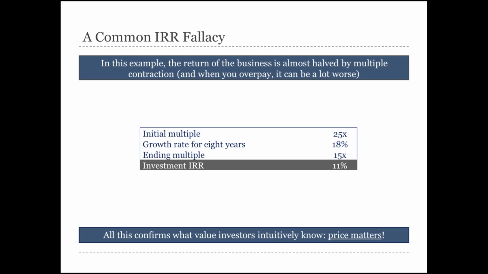And of course, as we know, especially nowadays, a business that can grow at those rates for that long won't trade at 25 times, it might trade at 40 times. And when growth slows, it might slow much faster, and it might not just slow, but go to zero. And there's no margin of safety in that. And all this confirms what we already know as value investors: price matters.